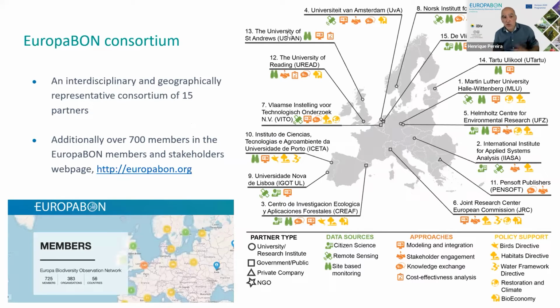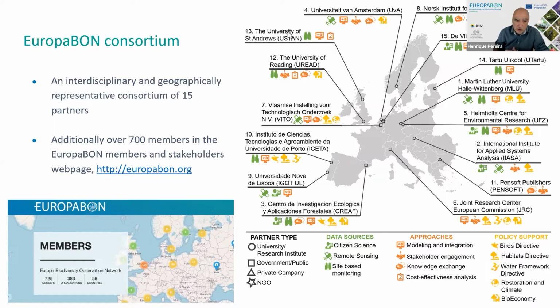So the consortium of EuropaBON is composed of 15 partners with different expertises and covering several countries across the European Union. But these are not only, let's say, the participants in this endeavor. In reality, as part of our stakeholder engagement, we are also running a members network of EuropaBON, and we already have over 700 members registered.